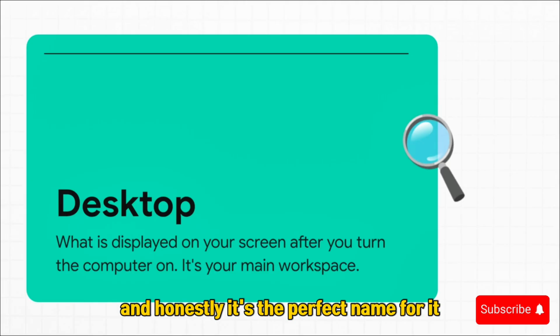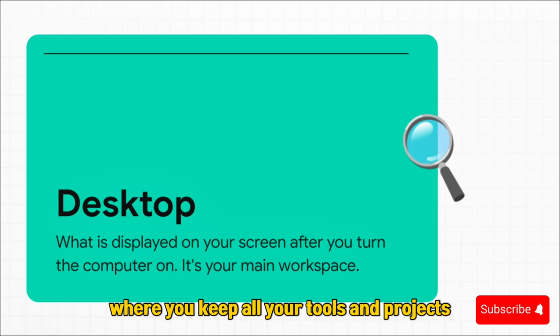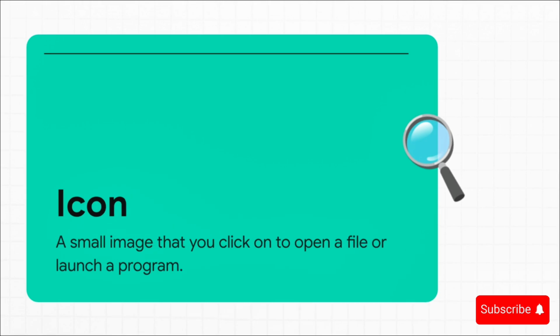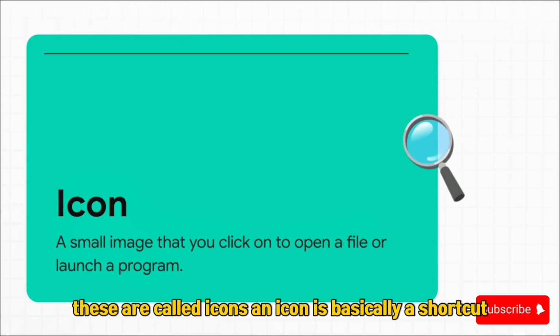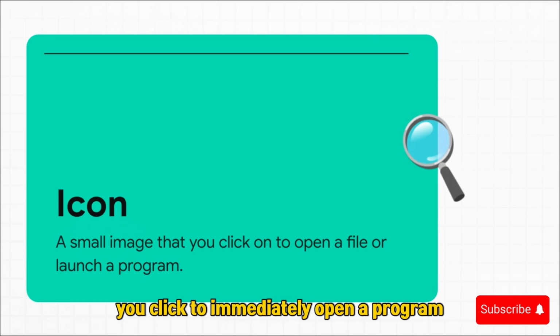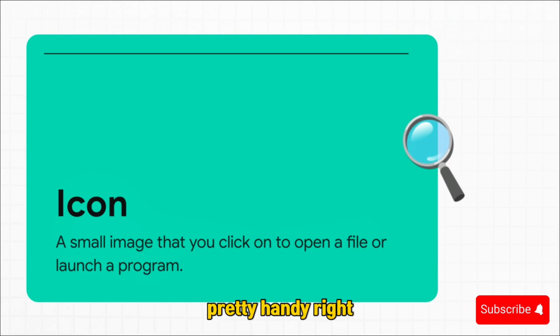And honestly, it's the perfect name for it. Just think of it like a real desk in your office or your room. It's your main workspace where you keep all your tools and projects. And what's on your desktop? Well, you'll see a bunch of these little pictures. These are called icons. An icon is basically a shortcut. It's a little button you click to immediately open a program or a file without having to search all over for it. Pretty handy, right?